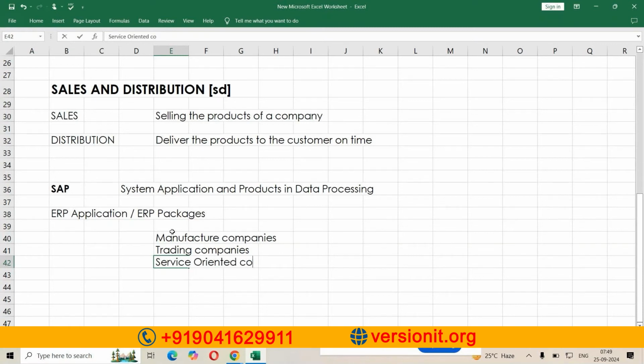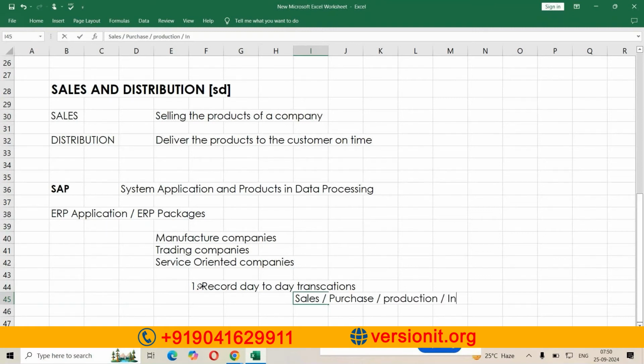They are using this SAP application. So the reason why these companies are using SAP application, one reason is for recording day-to-day transactions. Whatever transactions are carried out in the business, they want to keep a record of it. It can be related to anything. It can be related to sales, purchase, production, inventory. They want to keep a record of each and every activity.